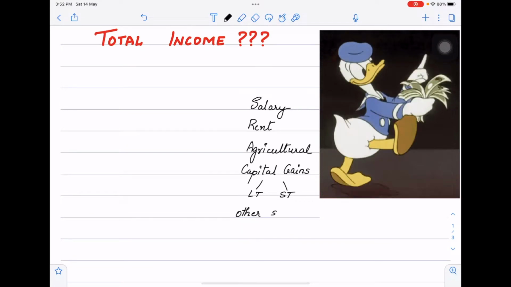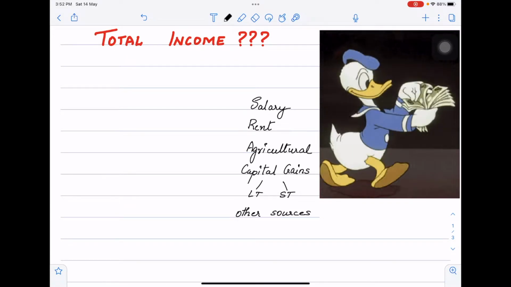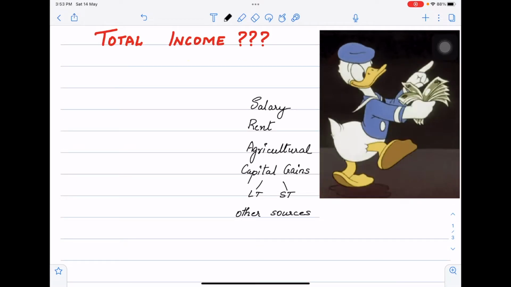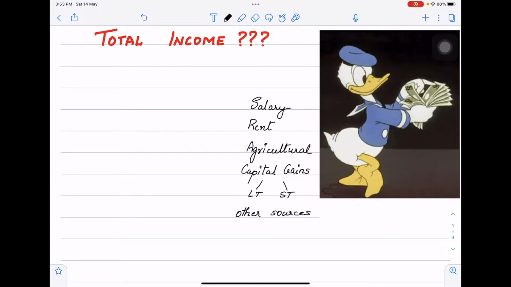And other sources. Now what are these other sources? So let's say you have FDs and you get interest income on that, or if you have done a consultancy project and you have been paid for it, or if you're a visiting faculty and you get money per class, that is one of the other sources. If you have written a book and you get a royalty amount for that, that would be a source of income. If let's say you make YouTube videos and get paid for it, that also is a source of income that you're supposed to include.